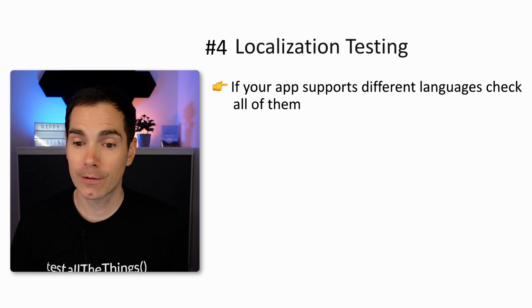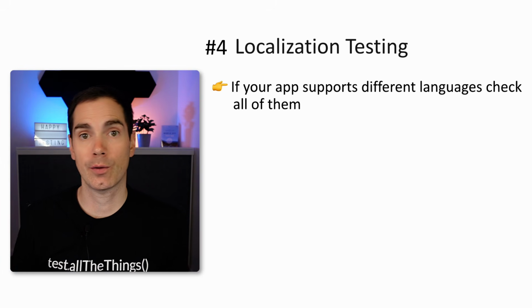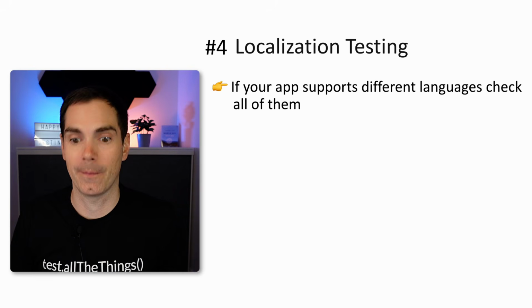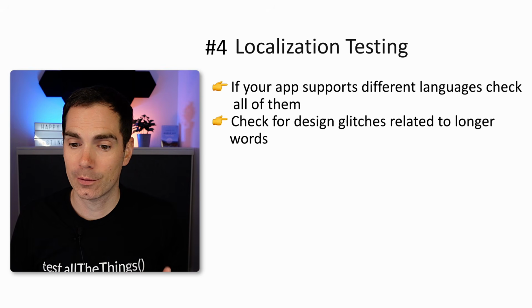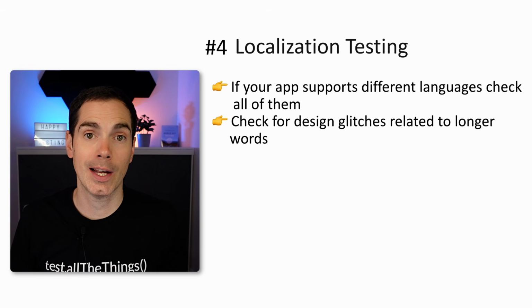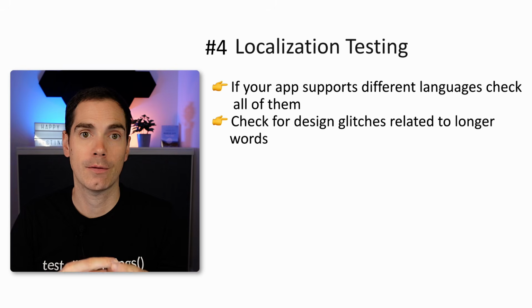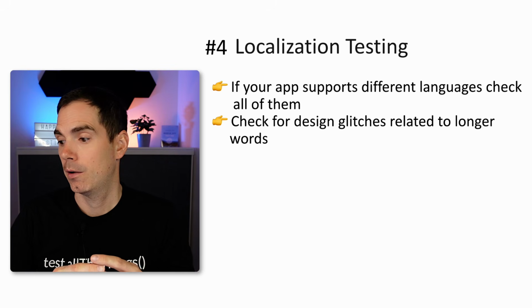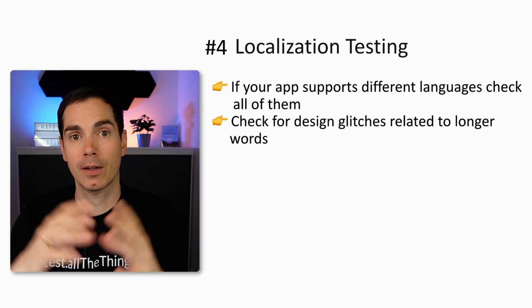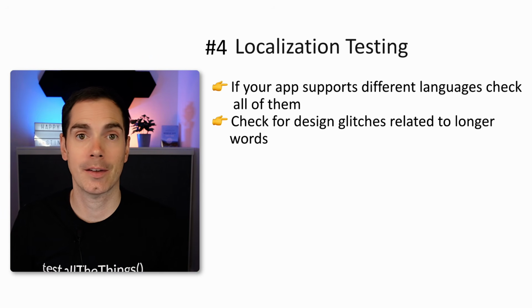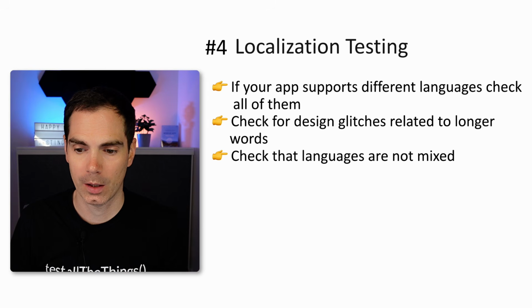And yeah, if your app supports multiple languages for different regions of the world and different countries, you have to check all of them for sure. And the thing is that you have to check more for design glitches related to longer words, especially if you have a layout. Let's say you have a button and some registration is there. It's maybe a different length of the word in different languages, and this can interfere with the layout, something that you have to check as well.